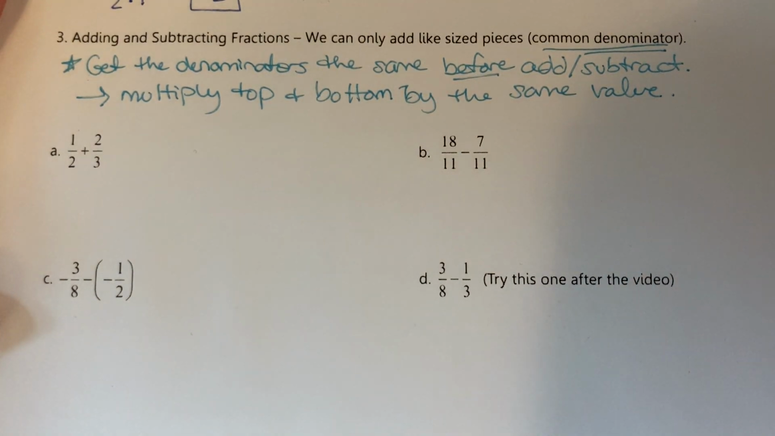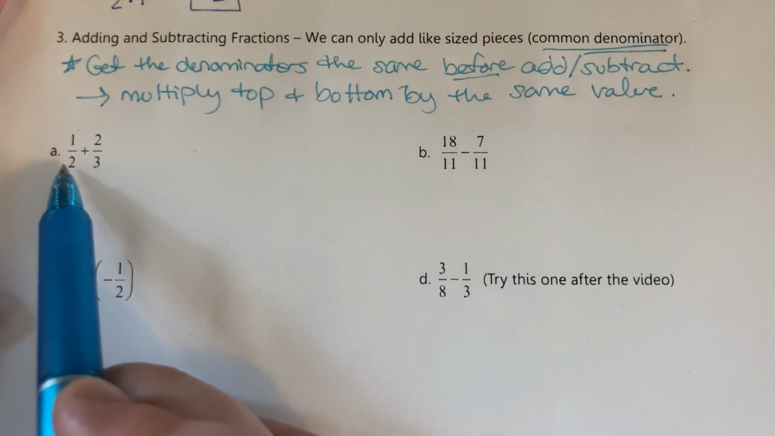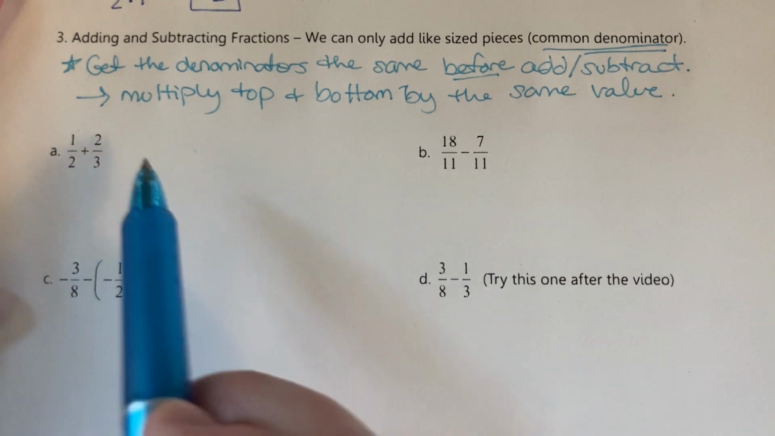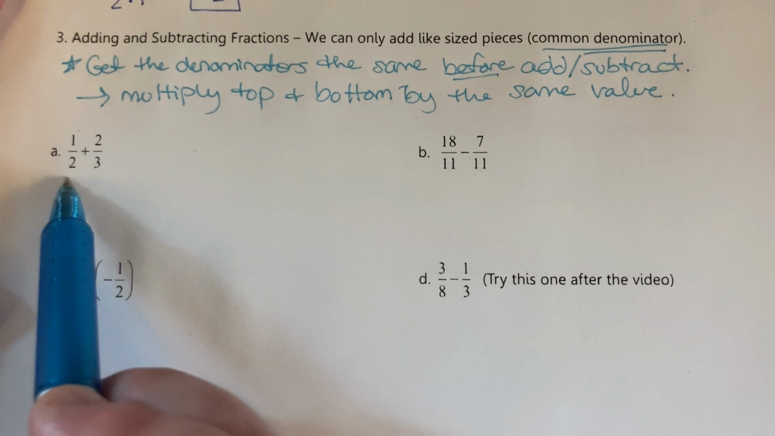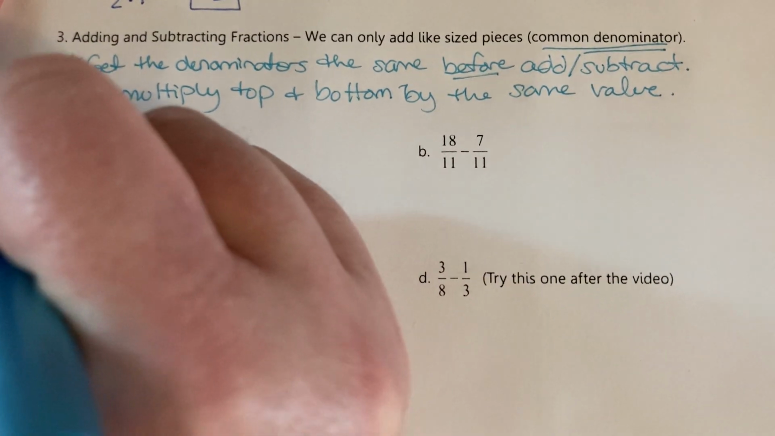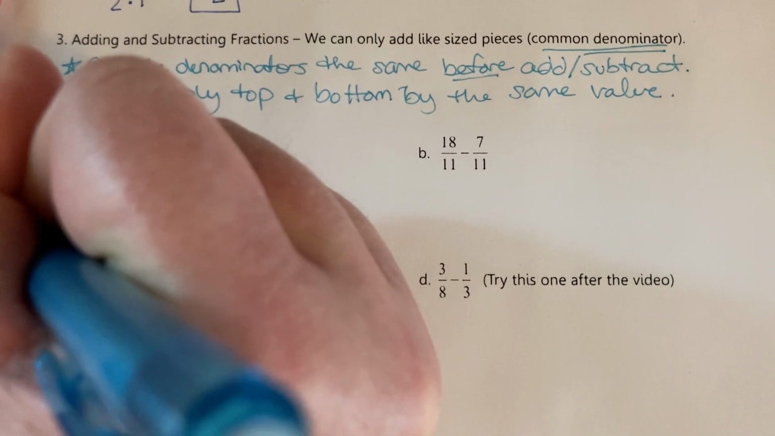So let's do an example, just see how this goes. So right now, 1/2 plus 2/3, I cannot add those numbers. They are not the same kind of fraction. We could even do it by making a picture. Maybe that's a good way to do it.